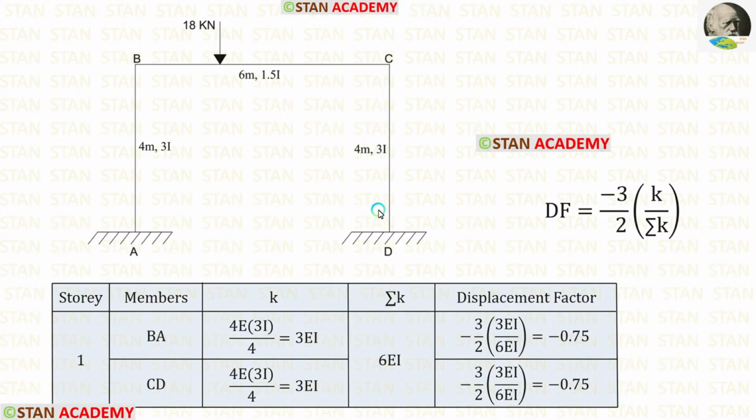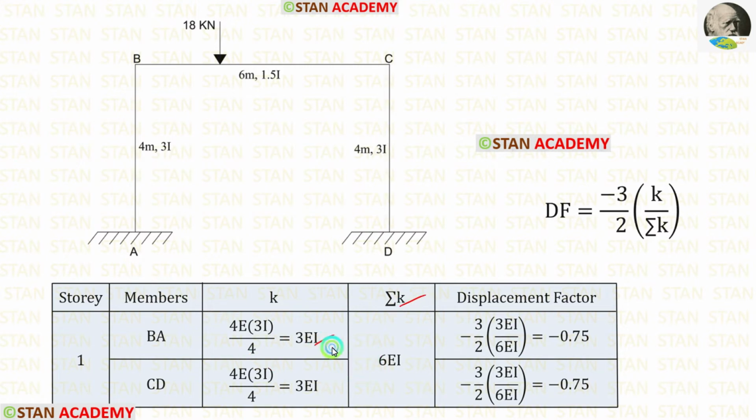We know that this frame is subjected to sway. In this case, we have to find the displacement factors. The displacement factors will be available only in the columns. First, let us enter the story number. In this analysis, we have only one story. In this story, we have the columns BA and CD. For the columns BA and CD, we have already found the stiffness values. Let us enter them.